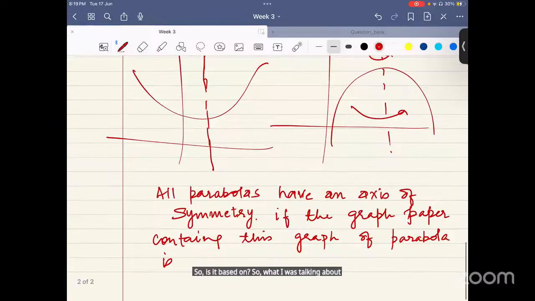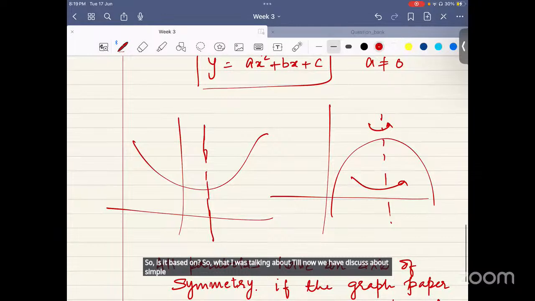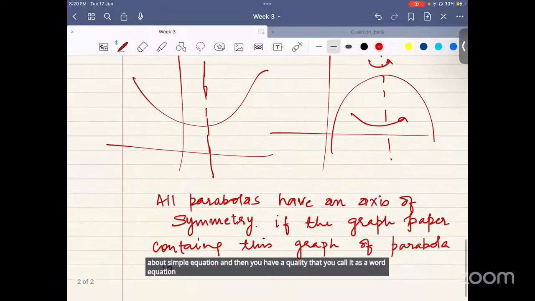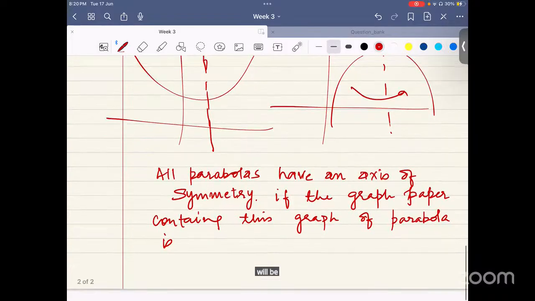So what I was talking about till now, we have discussed simple equations, and then you have a quadratic, that you call a quadratic equation, right? And then I was talking about the axis of symmetry. The axis of symmetry is nothing but a straight line, if you are dealing with a parabola that is going upward or downward. The axis of symmetry will be a line that is parallel to the y-axis.